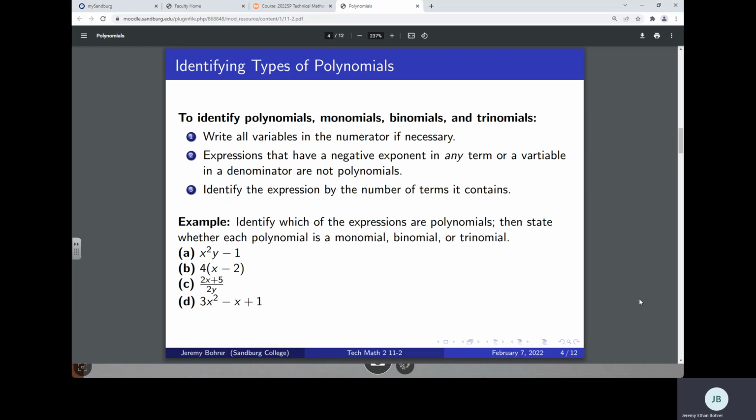On page 4, we're asked to identify which of these expressions are polynomials and state whether each is a monomial, binomial, or trinomial. In A, we have x squared y minus 1. This is a polynomial and it is a binomial because there are two terms. In B, we have 4 times x minus 2. This is a polynomial and it is a monomial, though we could make it a binomial by distributing the 4 across the x minus 2. In C, this is not a polynomial because we have a variable in the denominator. And in D, this is a polynomial. It has 3 terms, so it's a trinomial.